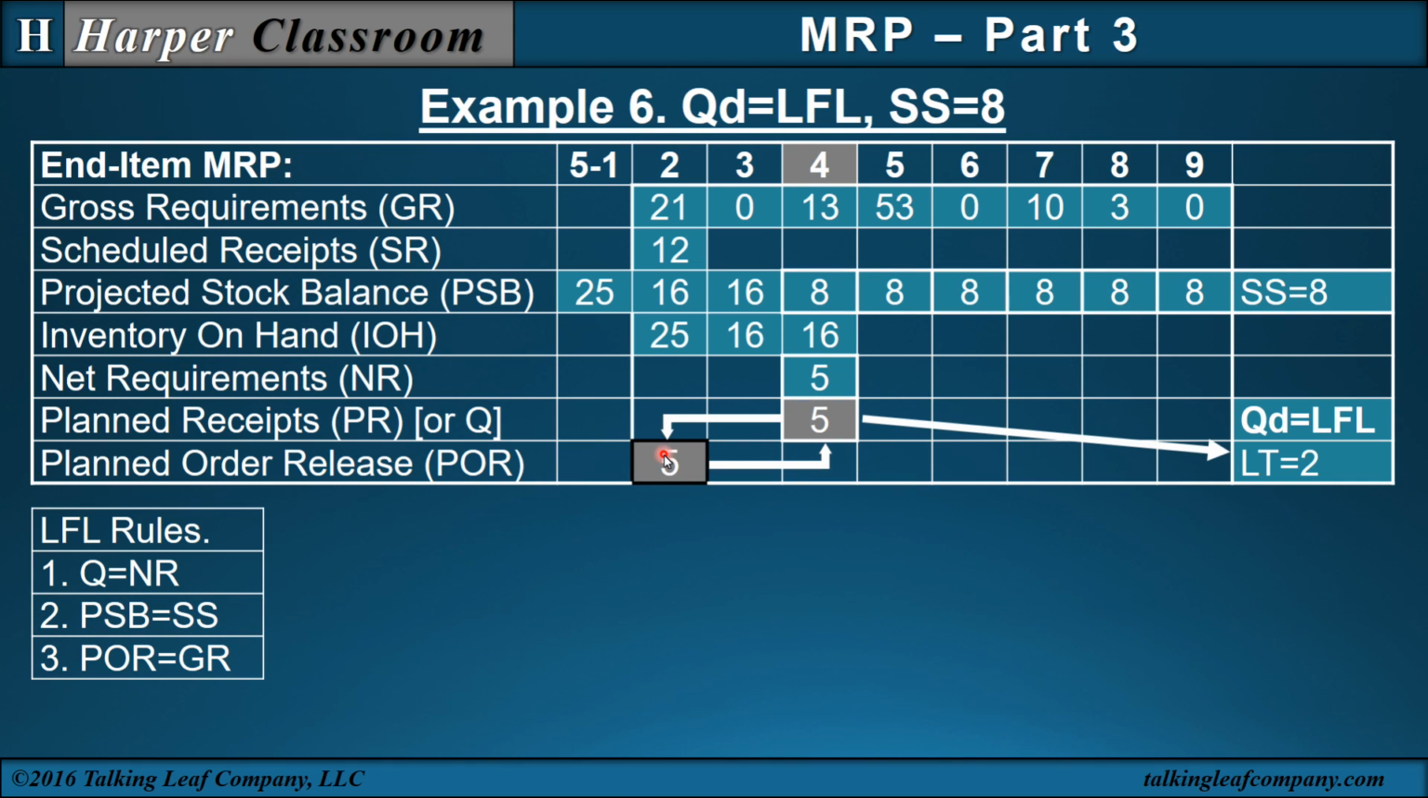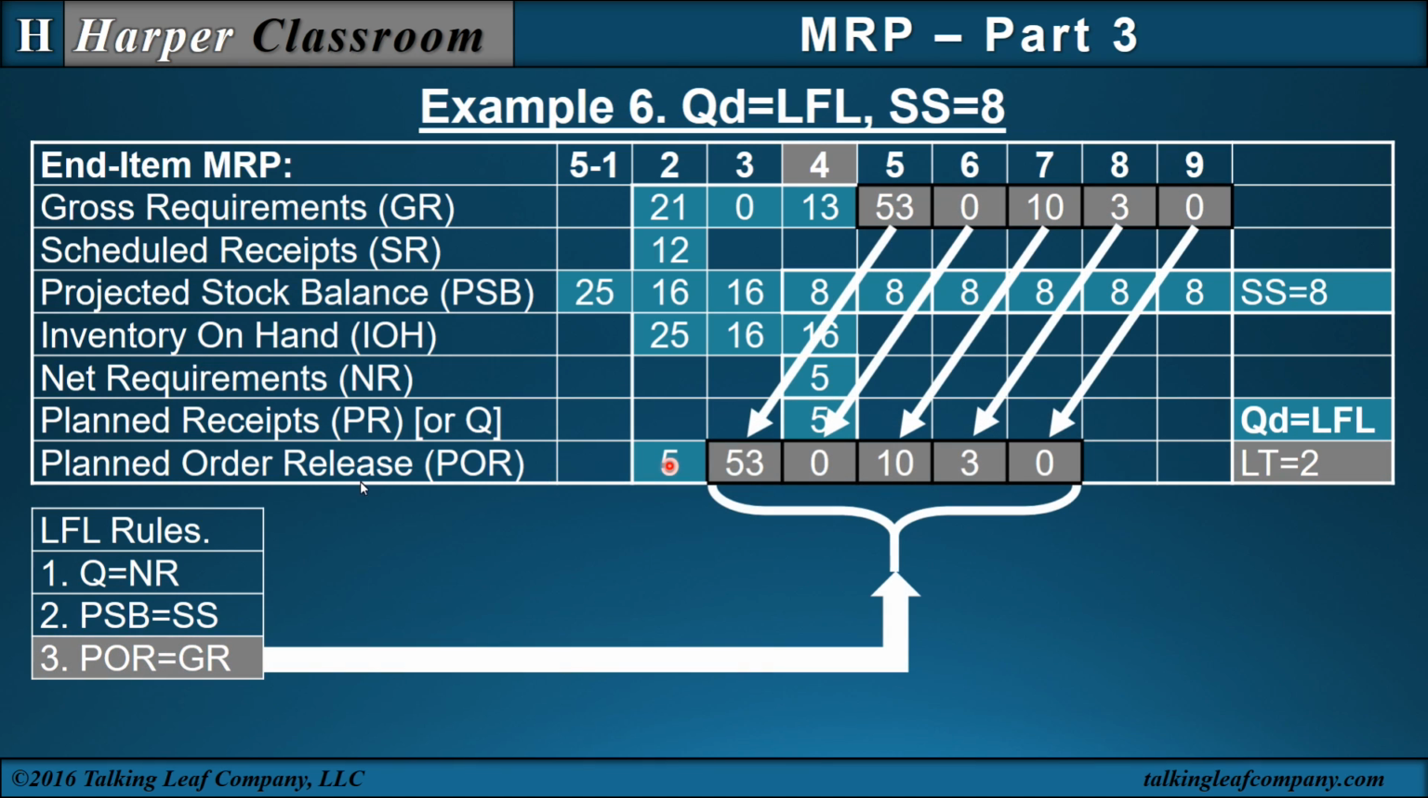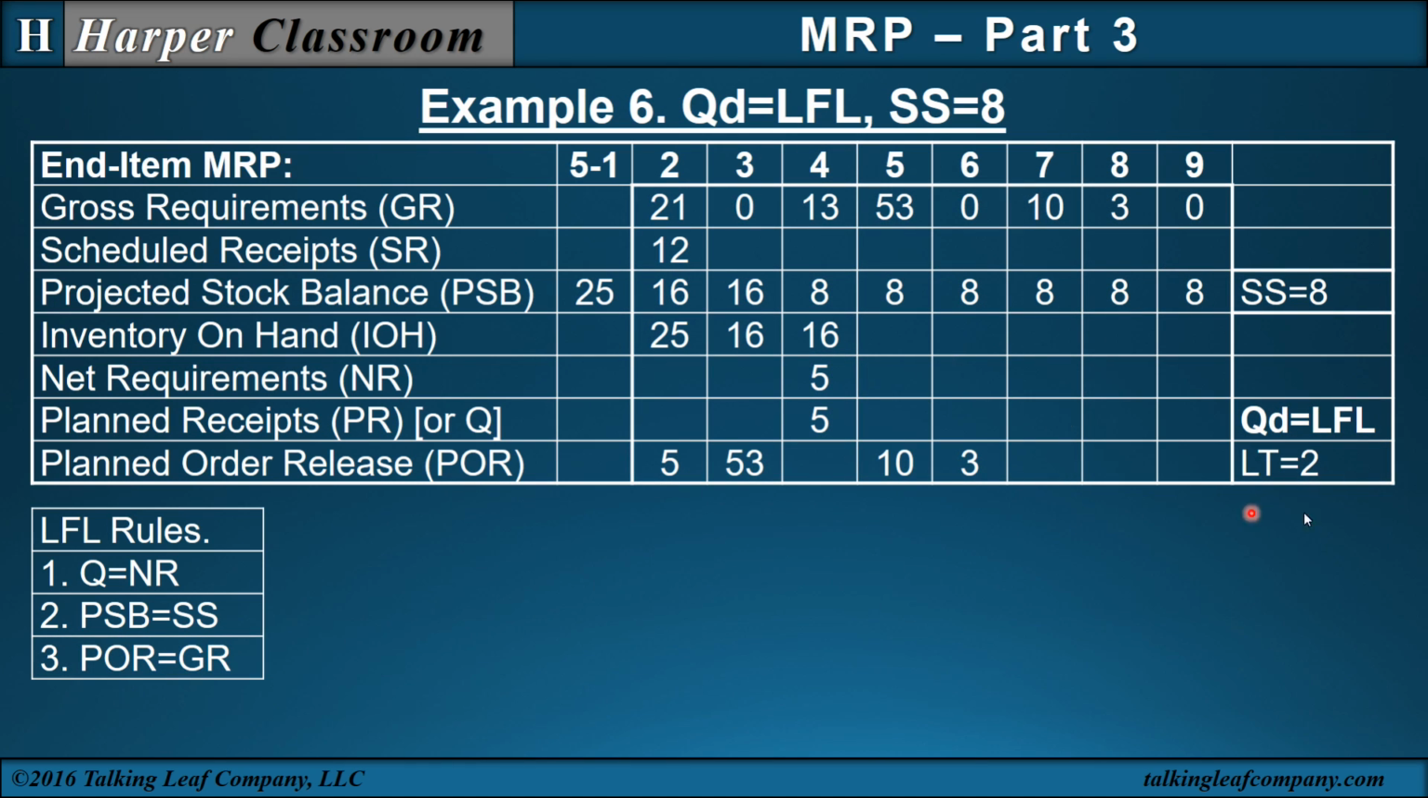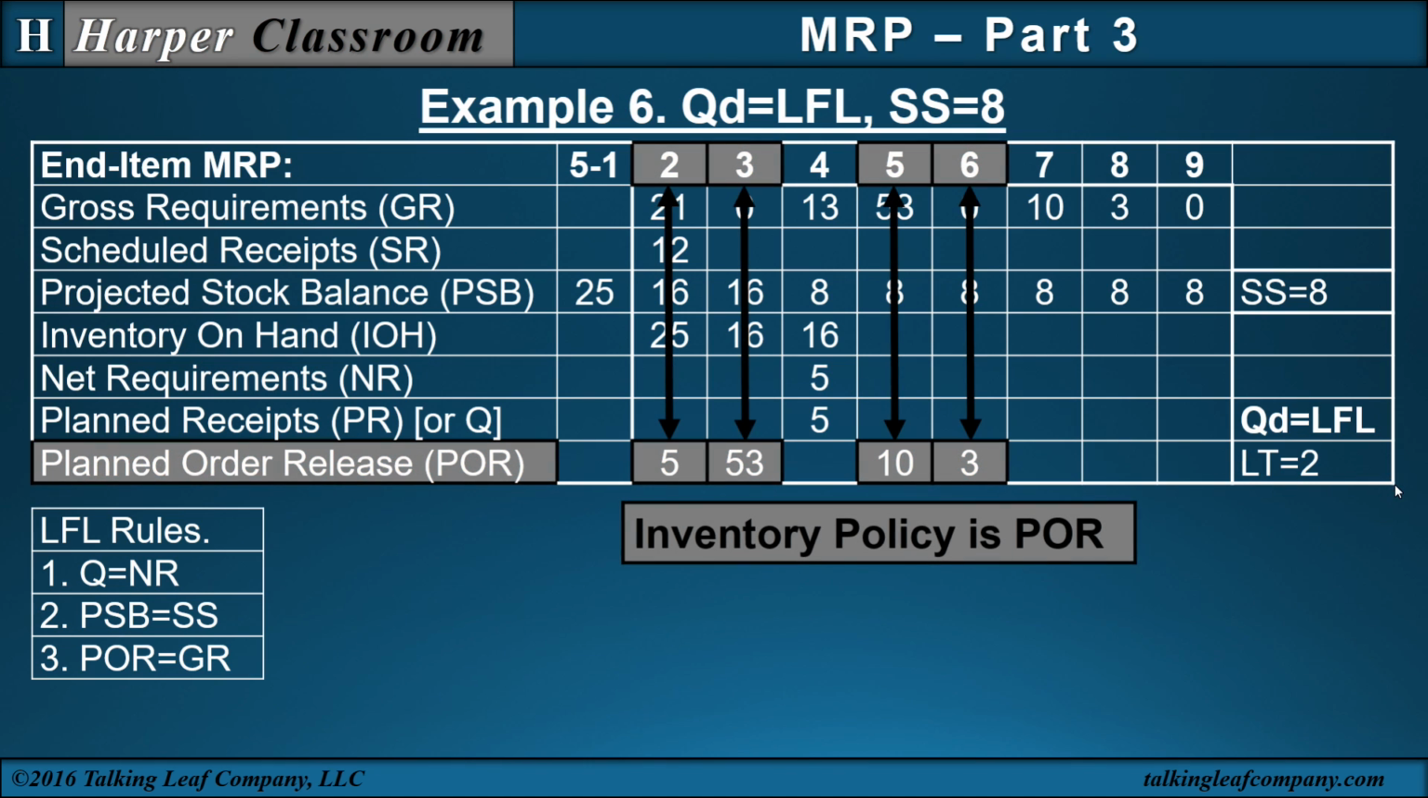Well, now that we have our lot size, we compare with our lead time, come back 2 and have a planned order release, which will generate a planned receipt. But rule number 3 says once we've determined that first planned order release, then every planned order release after that equals the gross requirements shifted by the lead time. So the 3 LFL rules apply with a safety stock of 8 to generate the MRP for LFL very efficiently. All you have to do is calculate one number and everything else is determined. So now we can determine our inventory policy, which is our planned order release row, because this tells us how much to order and when to order.